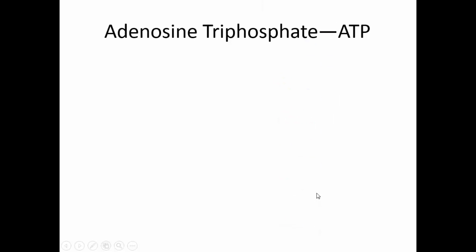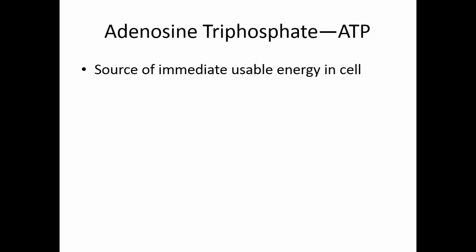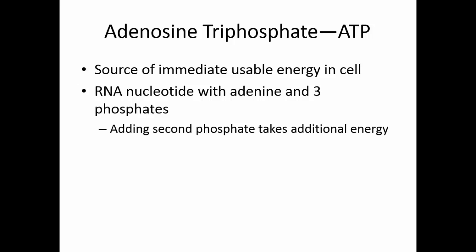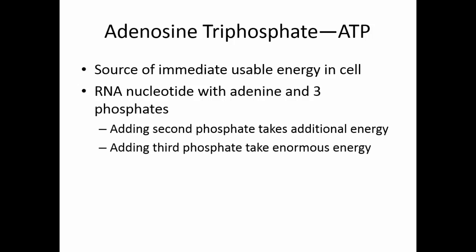Adenosine triphosphate, or ATP, is our source of immediate usable energy in the cell. It is an RNA nucleotide with adenine as the base, and instead of one phosphate, it has three phosphates on it. Now, putting together the nucleotide, the adenine, the phosphate, and the ribose is pretty simple. That doesn't take a whole lot of energy. But as you start adding phosphates, it takes additional energy to get that second phosphate on, and then a whole lot of energy to get that third phosphate on. Whenever we store energy in chemical bonds, we can get it back out when we break those bonds.